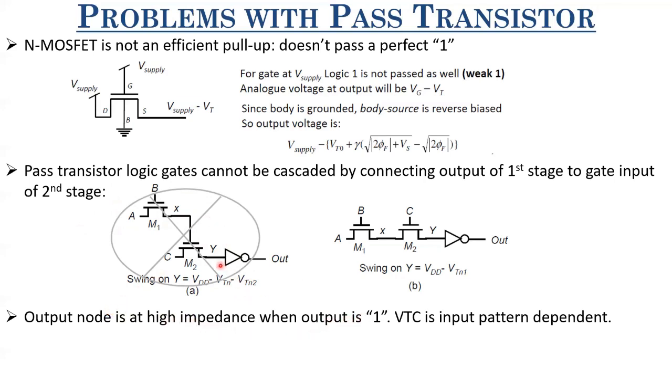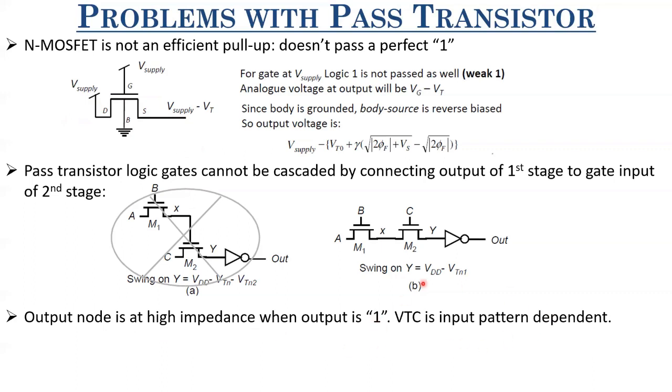Why? Because the moment this voltage reaches VDD minus VT, this transistor turns off. So once this turns off, it's just floating, right? It's just floating and charged to V supply minus VT. It's not connected to either supply or ground. So that is in high impedance.